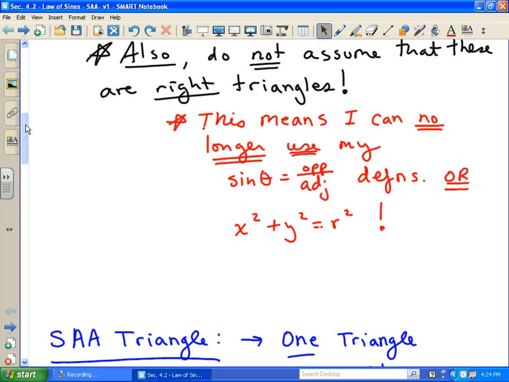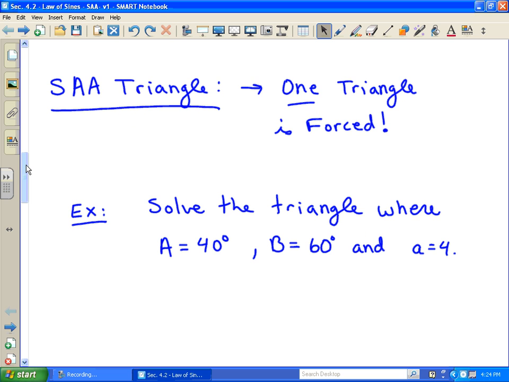The first thing that I'd like to talk about is side-angle-angle triangles. A side-angle-angle triangle is basically where you have two angles given and the side that's opposite one of those. In this particular case, one triangle is forced. In other words, if you have these two angles and a side opposite one of those angles, there's only one triangle possible from that given information.